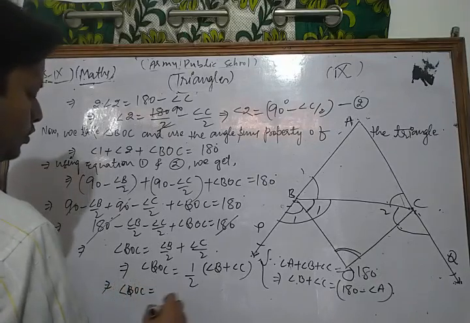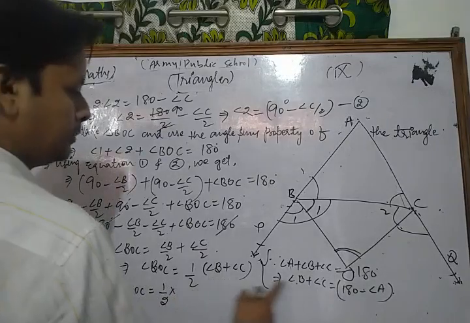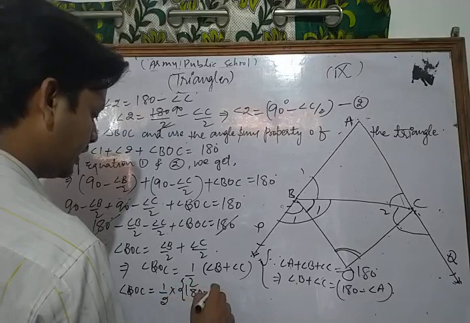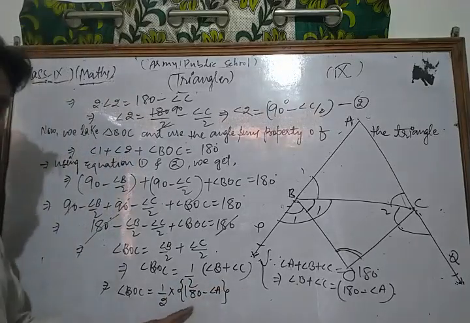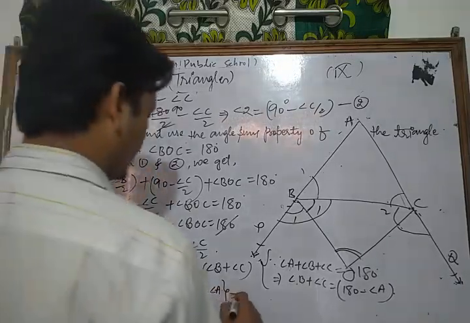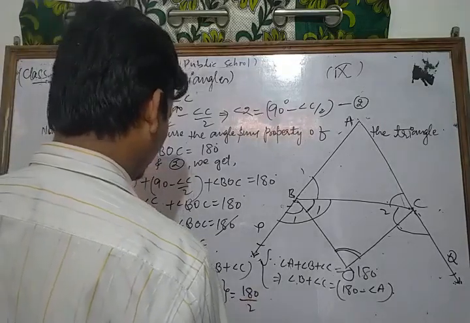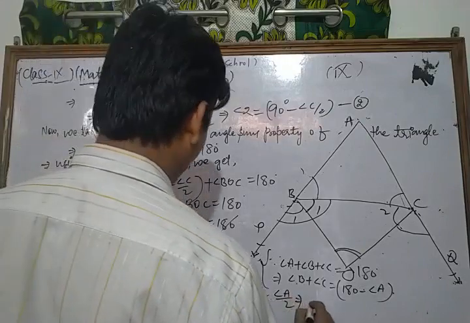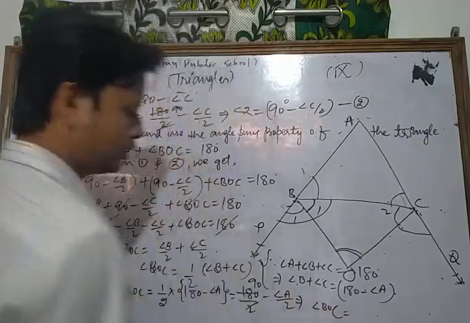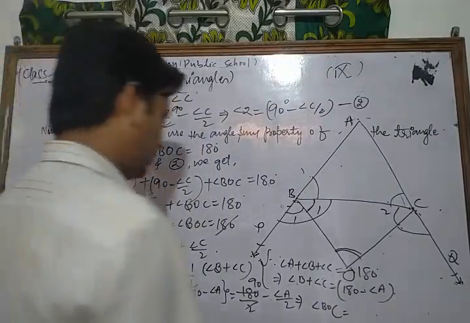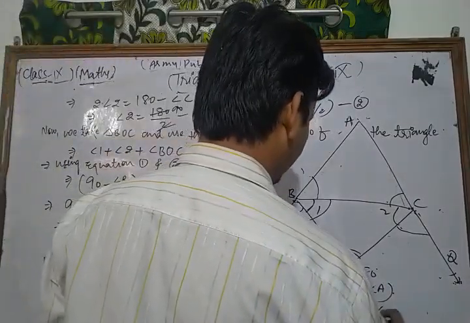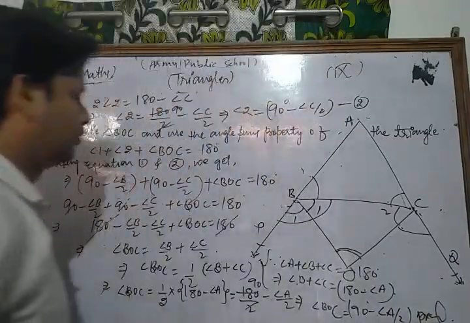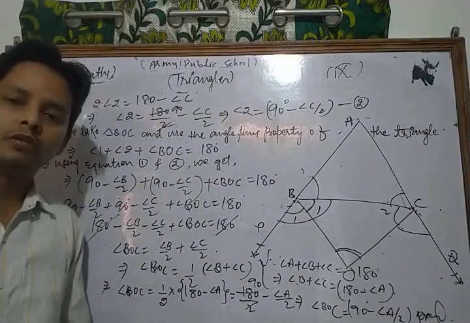angle BOC is equal to 1/2 into angle B plus angle C. We can write this as 180 minus angle A. Now we multiply 1 by 2 in each part, so we get 180/2 minus angle A/2. Thus angle BOC is equal to 90 degree minus angle A by 2, hence proved. So this is the method to solve that type of question.